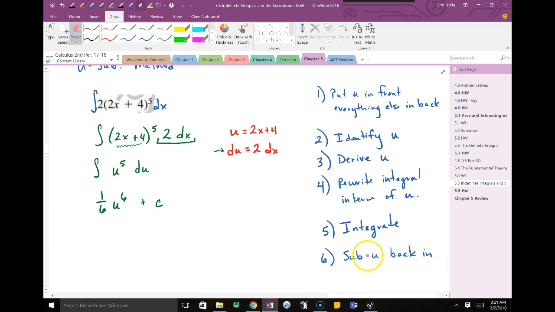Or x, thank you. Good call. Not u. X. Let's make it big. X. Okay, so now wherever I see a u, I'm going to replace it with 2x plus 4, the whole equivalent piece. Okay, so that is u substitution.